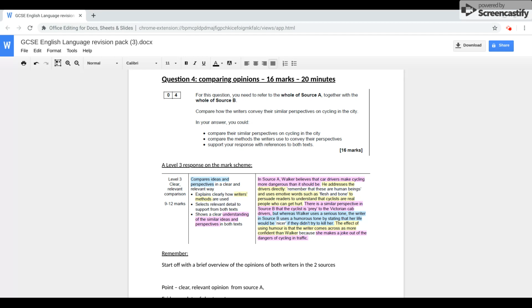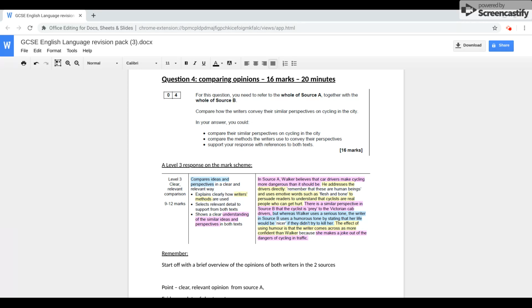There is a similar perspective in source B, that the cyclist is, quote, "prey to the Victorian cab drivers." Again, that's our point. That's our summary of the perspective of the writer of source B. But whereas Walker uses a serious tone, the writer in source B uses a humorous tone by stating that her life would be, quote, "nicer if they didn't try to kill her." So again, comparing ideas. Both have a similar viewpoint, but one takes a very harsh tone, the other one takes a more tongue-in-cheek, humorous tone about it.